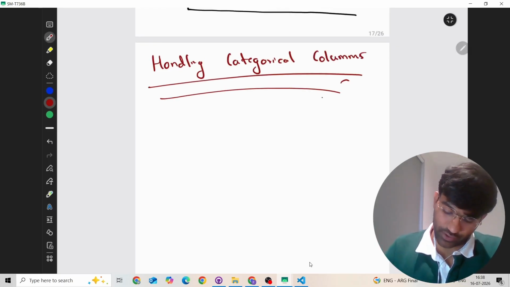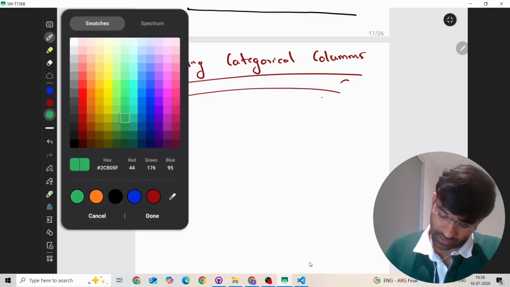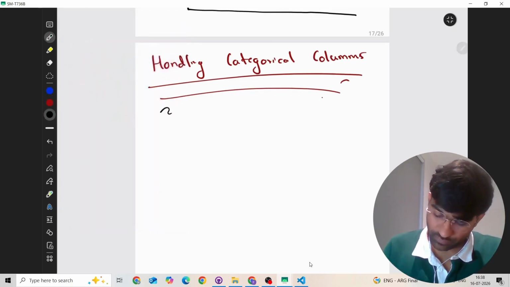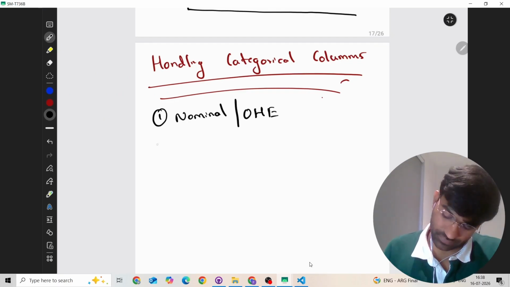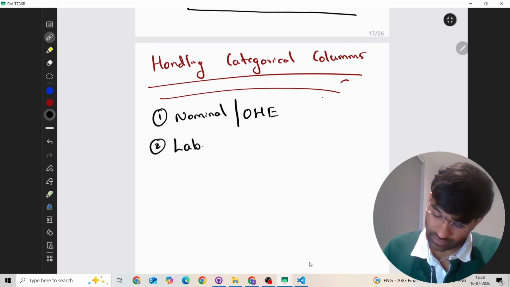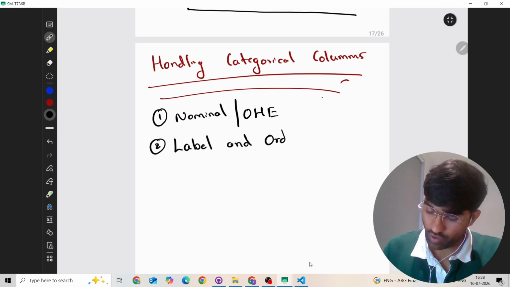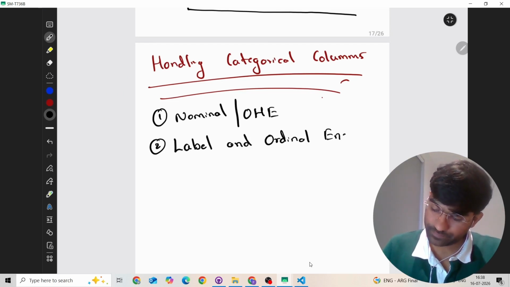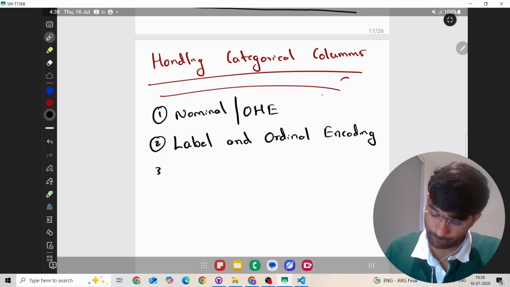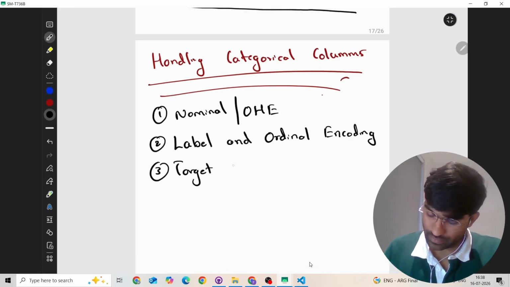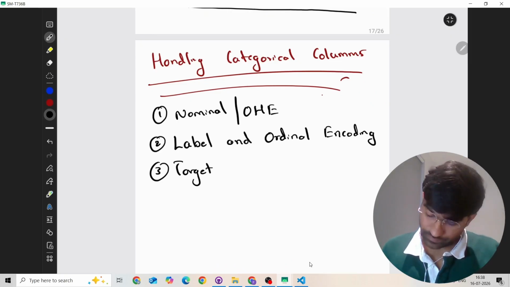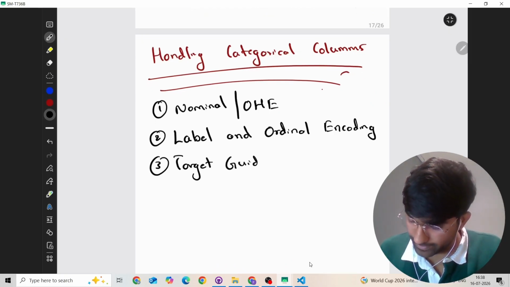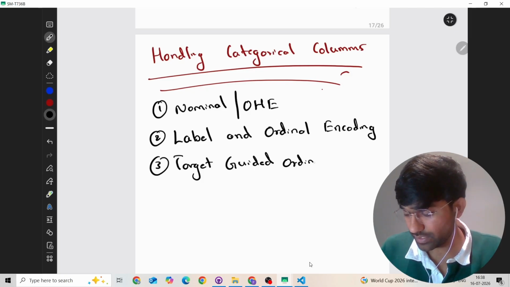The methods I use for dealing with categorical columns are: one is nominal or one hot encoding, then label and ordinal encoding, and target guided ordinal encoding.